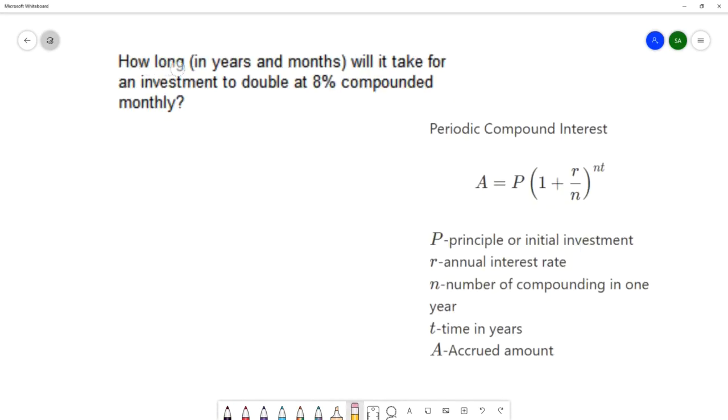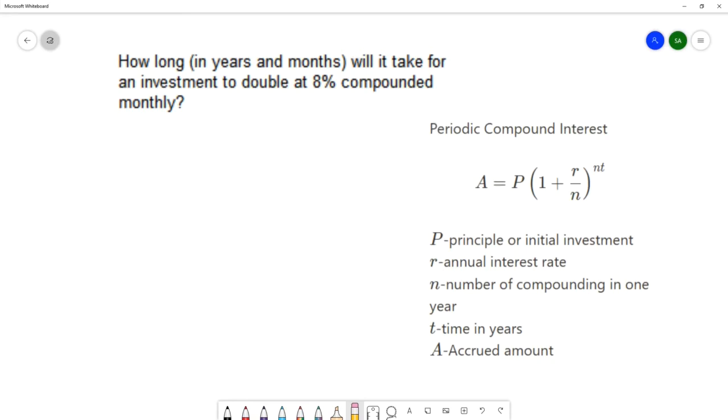How long in years and months will it take for an investment to double at 8% compounded monthly? In the wording of this question, it mentions compounding monthly, and those are keywords that will indicate which formula I'm going to be using. Because it's compounded monthly, that means periodically interest will be compounded or added into the account.